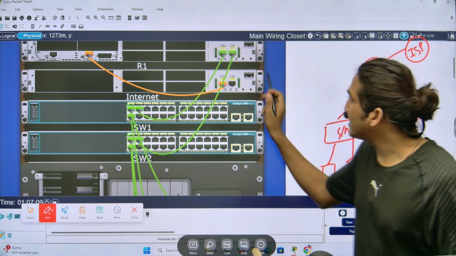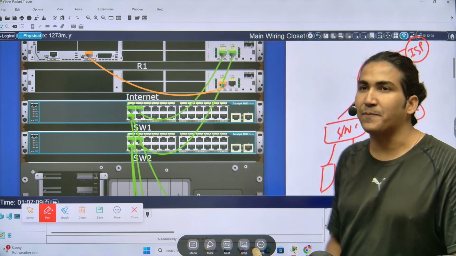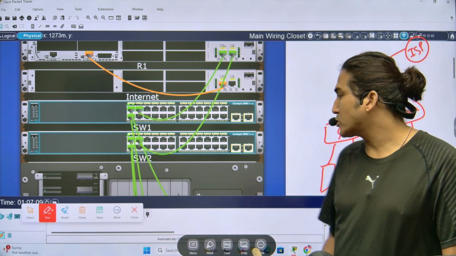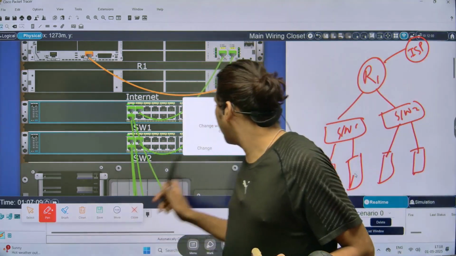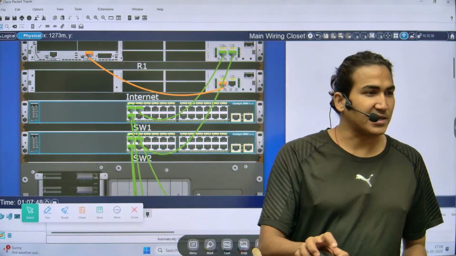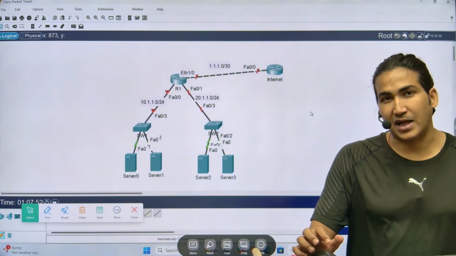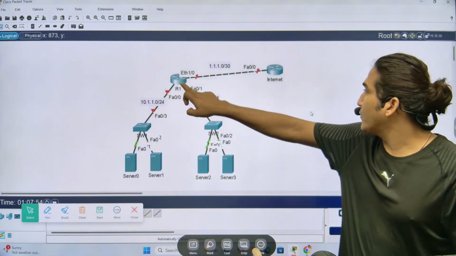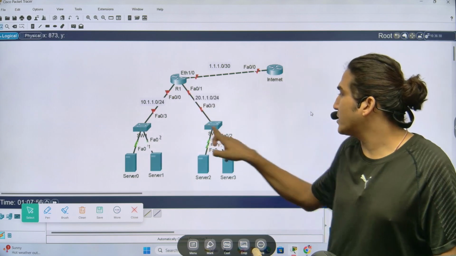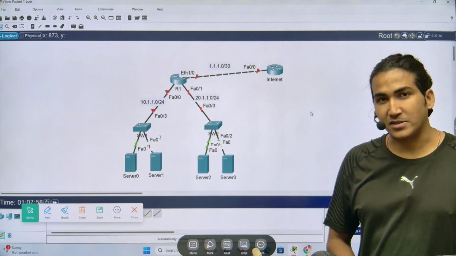Okay, this is in Packet Tracer. I have designed this lab in Packet Tracer. In Packet Tracer you can also see the logical diagram. If I click on logical, you can see this is my logical diagram. Okay, again R1 is connected to the internet router, switch 1, switch 2, and these are the servers, right?